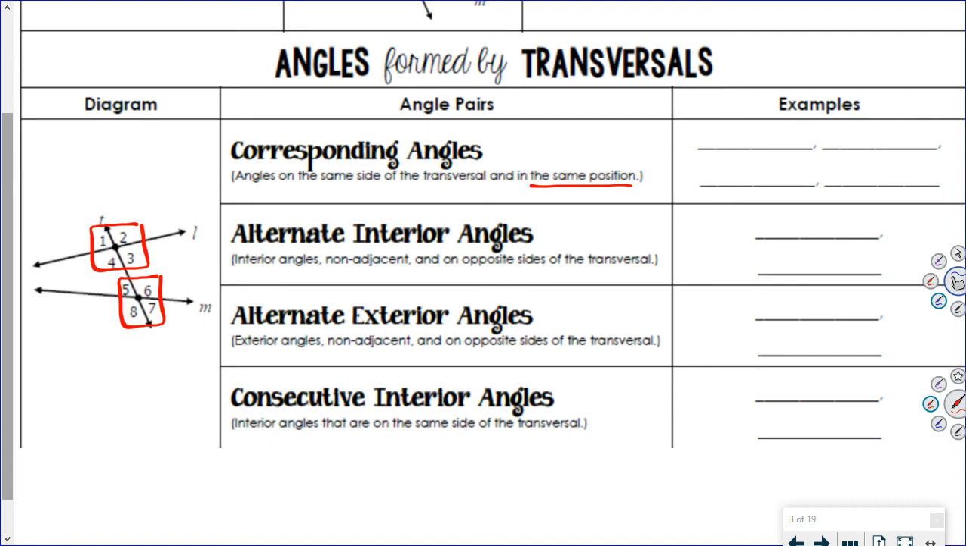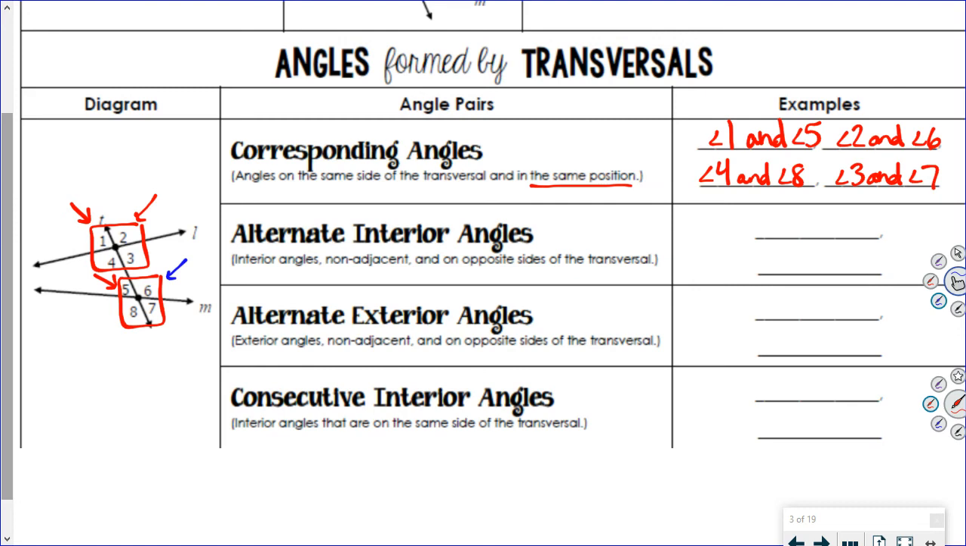So as I'm looking, I'm going to look in the same spot on that box. If I look at angle 1, it's in the upper left-hand corner of that box. So is angle 5. So angle 1 and angle 5 are considered corresponding. And then I'm going to look at the upper right-hand corner, 2, and the upper right-hand corner, 6. Those are considered corresponding. And then the same thing, lower left, so angle 4 and 8, and then angle 3 and angle 7 are both in that lower right-hand spot.